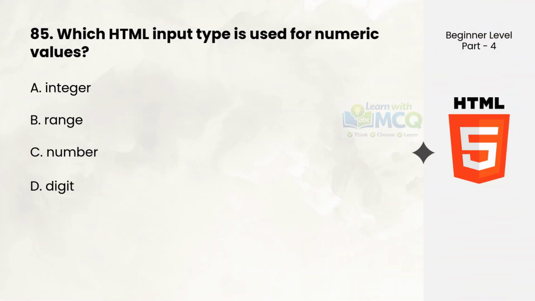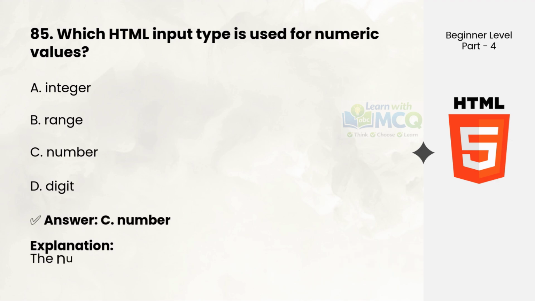Question 85. Which HTML input type is used for numeric values? Options are A. Integer, B. Range, C. Number, D. Digit. The correct answer is C. The number input type allows users to enter numeric values.